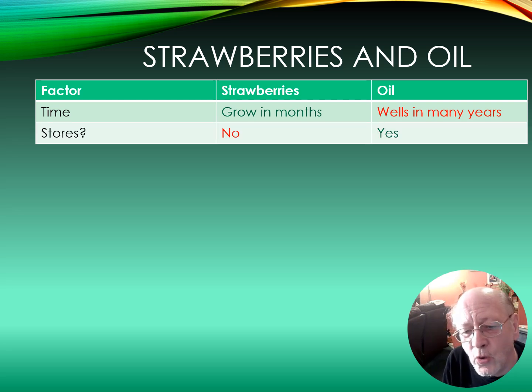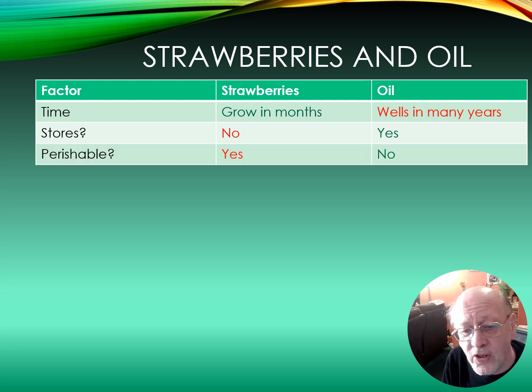What about stores or stocks? You can't store fresh strawberries because they go off. So that is going to make that inelastic, whereas oil, you can have stores. For example, America has a strategic oil reserve that they can release in times of trouble. So it's possible to store oil. It is not possible to store strawberries. Is it perishable? Strawberries, yeah. Oil, no. You could store oil for quite some time. So again, that makes oil more elastic.